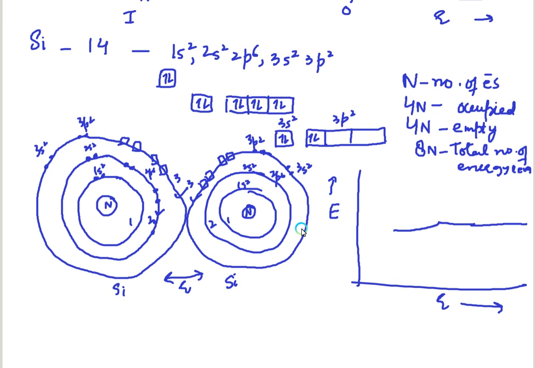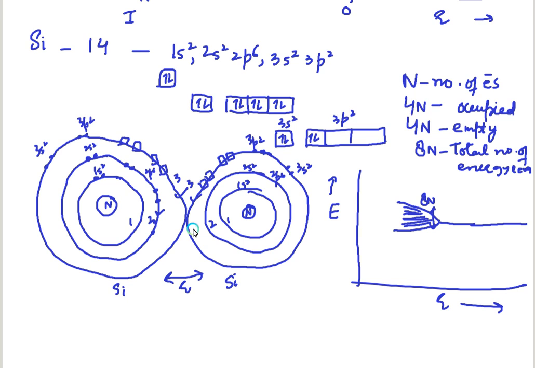So, when these atoms are coming closer to one another, this single band is splitting into 8n energy levels. Something like 1, 2, 3, 4, 5, 6, 7 and 8. Separate, discrete levels. So, these levels are actually 8n. So, it is splitting now further when the distance is reducing.